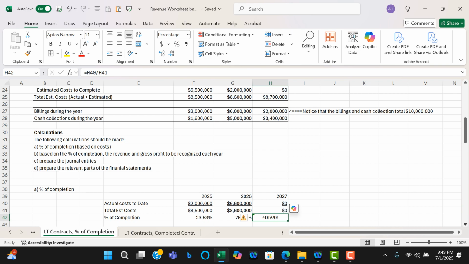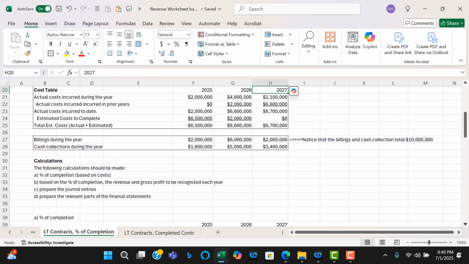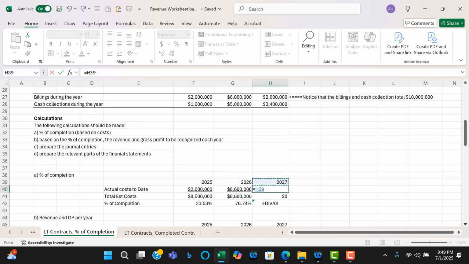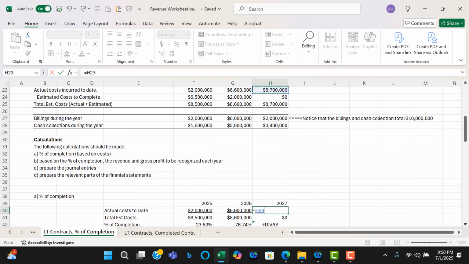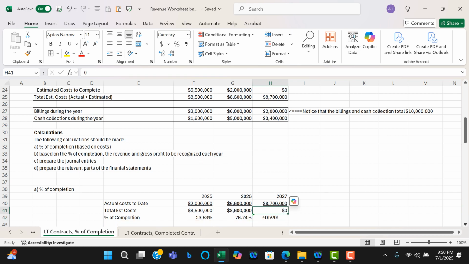And then at the end of 2027, you'll notice that the actual costs incurred for 2027, the actual costs incurred to date are 8,700,000. There's no more cost to complete because it's finished. So your estimated costs incurred to date and the estimated total costs are the same thing. So we're just going to take, like we've been doing, the estimated costs incurred to date divided by the estimated cost to complete. Well, it's finished, so it's all done. Let's do this. Make sure you get this here.